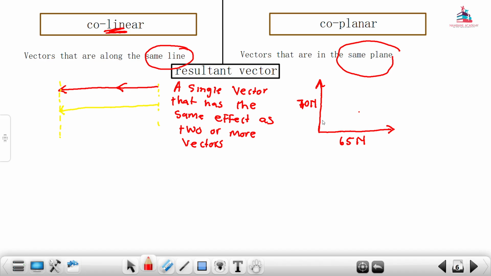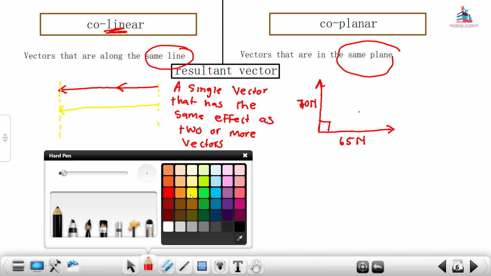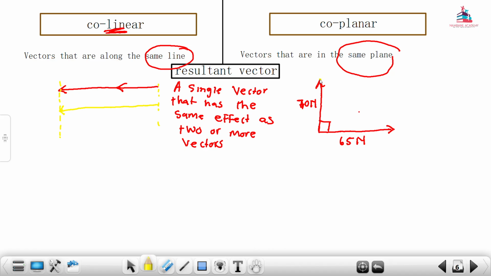So as we can see here, mathematically, we know that this is going to be 90 degrees. When we have 90 degrees, we can represent our resultant vector from the head of the first vector to the second vector. So I'll just say this is F3. If you are calculating vectors on the same plane, you will use the theorem of Pythagoras. You're going to say F3 squared, very important, equals F70 squared plus F65 squared, which is going to be 70 squared plus 65 squared. I'll get you an answer just now.